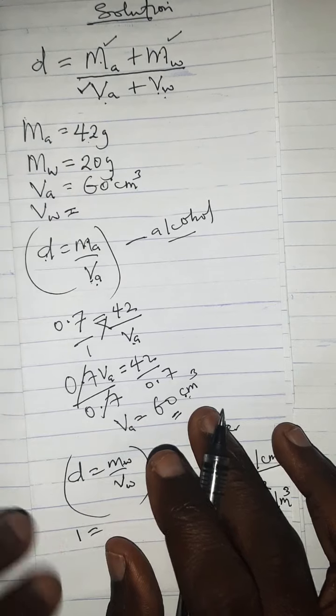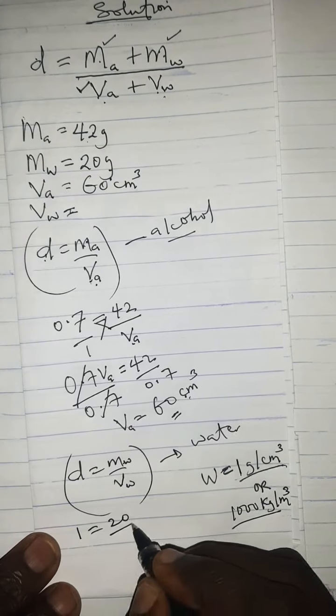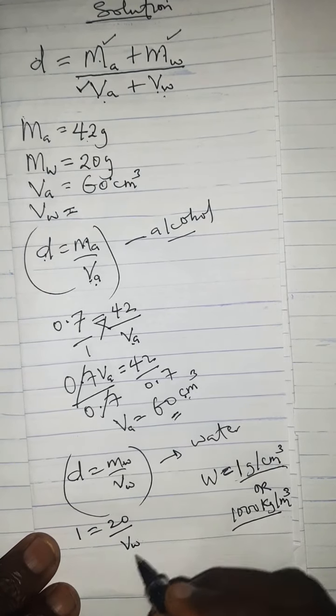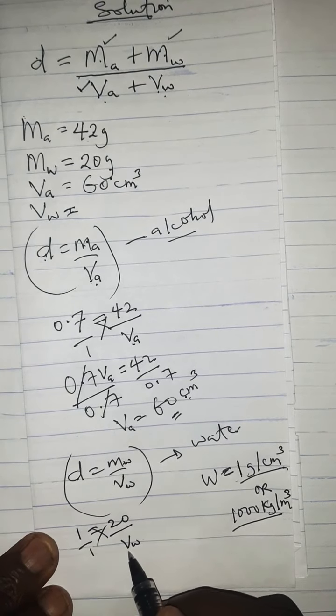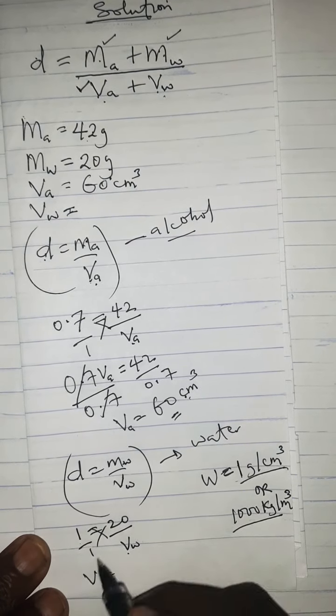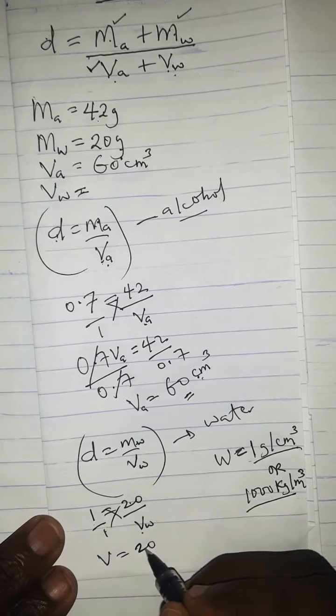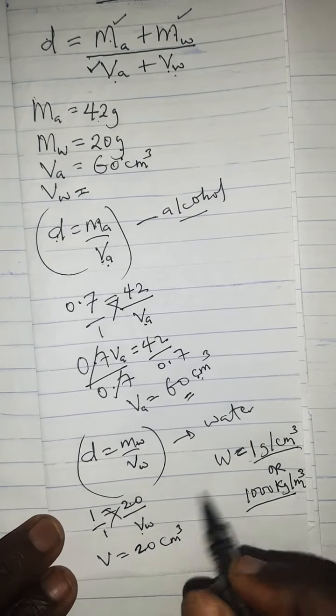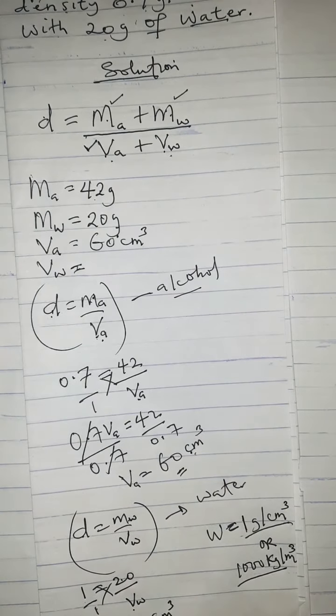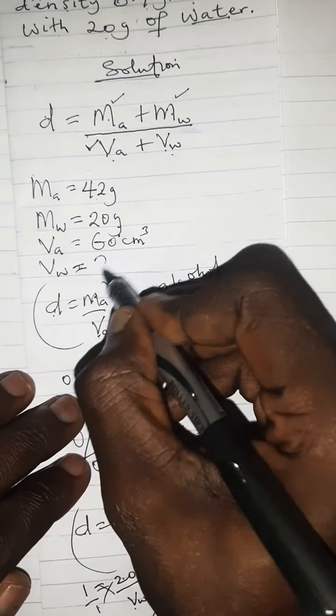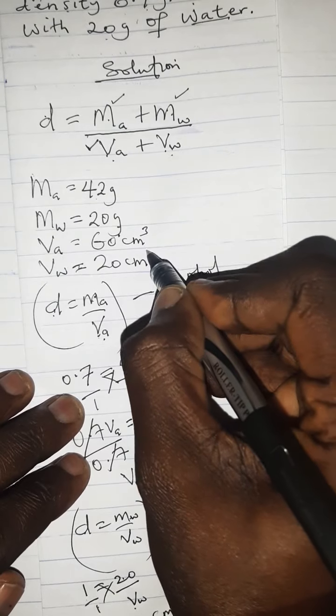So we just fix the density: 1 equals, what's the mass of water? Mass of water is 20 grams. So that's 20 over the volume we need. Then you cross multiply. Volume times 1 is still volume. Then 20 times 1 is still 20. So we have our answer now, 20 centimeter cube. So we can now fix the values. Let me write it here, 20 centimeter cube for water.